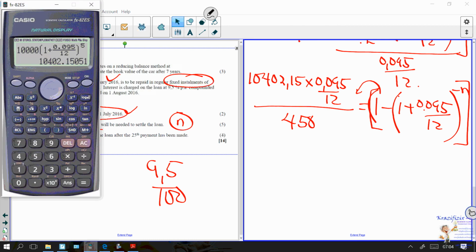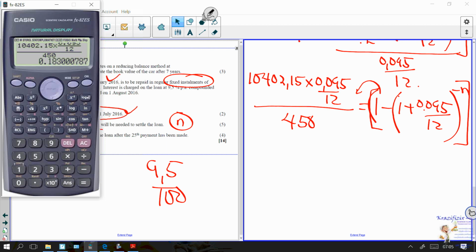Okay, let's run to our calculator. What do I have first? I have 10,402.15, multiplied by 0.095 divided by 12, everything divided by 450. Okay, what do we have? We have 0.183.